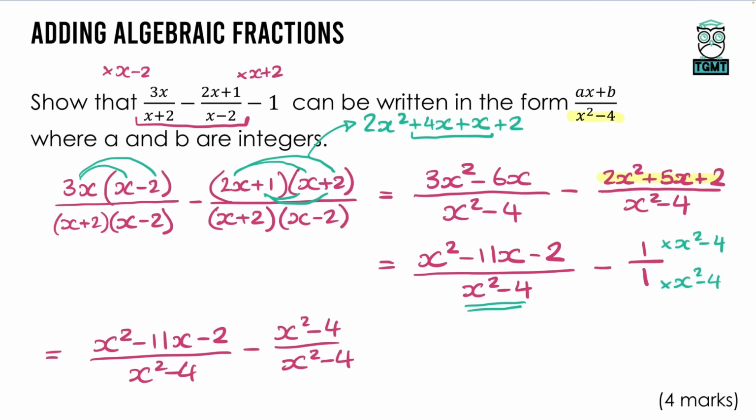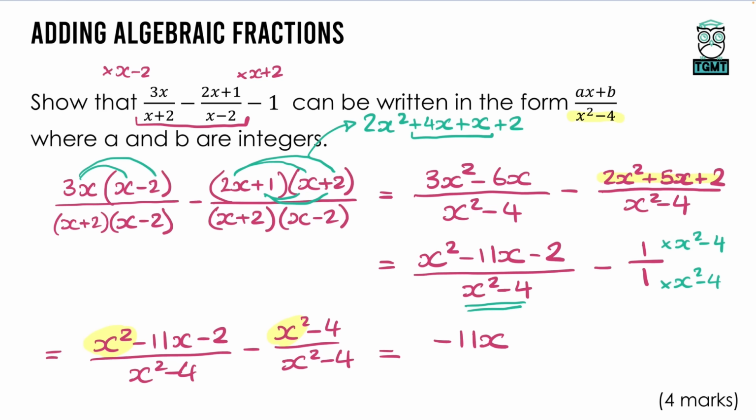So what do we get? Well, x squared, take away the x squared. So just looking at these two to start with, they actually cancel out. So they're gone completely. So we have minus 11x, take away, and there's no x's there, so that'll be minus 11x. We have minus 2, take away minus 4. So when we take away negative 4, that's going to add 4. We're starting on negative 2.